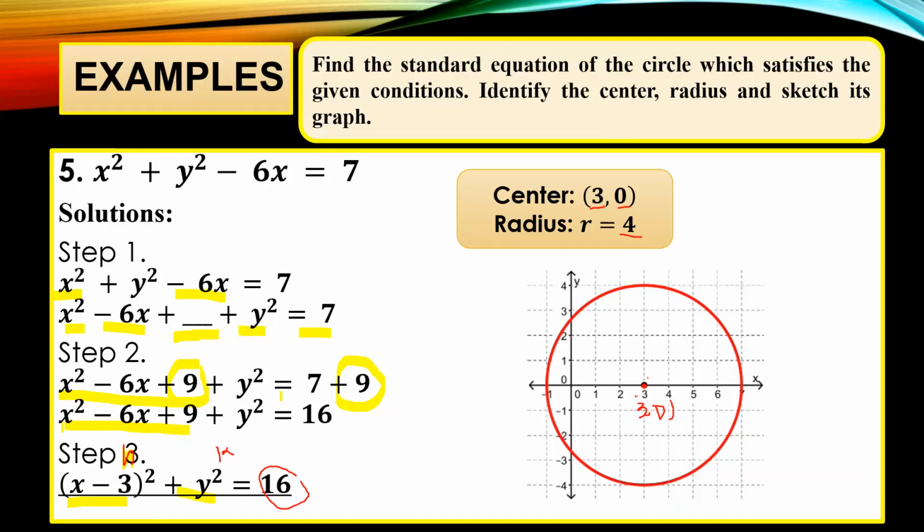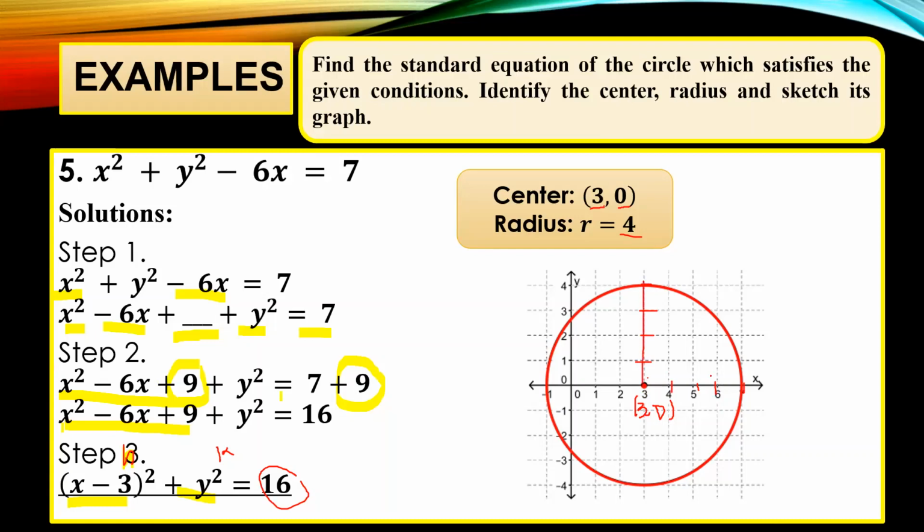And the radius will be 4. So we will verify if this is radius 4. We have 1, 2, 3, 4. Then we have here 1, 2, 3, 4. So therefore, the radius is 4. So again, center 3, 0, and the radius is 4.